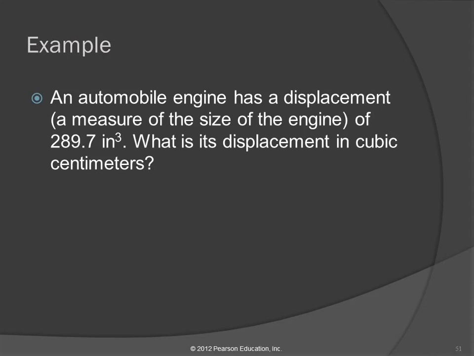An automobile engine has a displacement, which is a measurement of the size of the engine, of 289.7 cubic inches. What is its displacement in cubic centimeters? We read the problem, we find the numbers. Okay, they give us one number, 289.7 cubic inches. And the question, what is its displacement in cubic centimeters? Another way to write that is centimeters cubed.